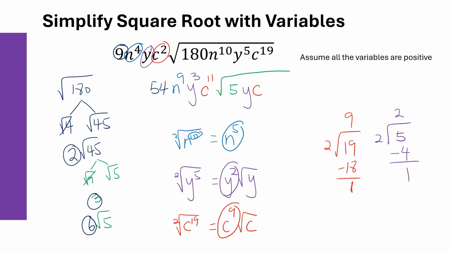So since we're told that all the variables are positive, this is our solution for this problem. Now, if you're not told, please make sure that you add the absolute value signs around the variables that have odd exponents, since we want to make sure that square root of any number must give you a positive result, not negative.